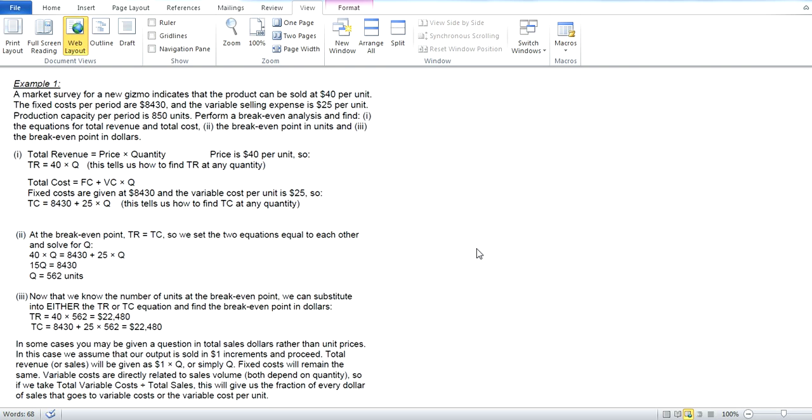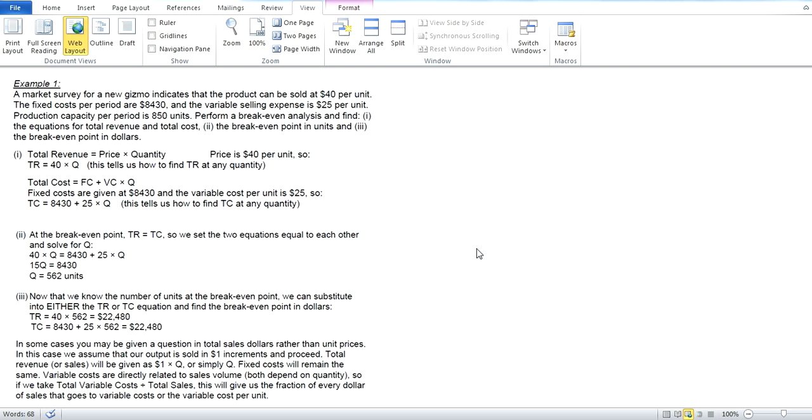So I'm going to run through a couple of examples, and we'll go from there. In this first example, number 1, a market survey for a new gizmo indicates that the product can be sold at $40 per unit. The fixed costs for the period are $84.30, and the variable expenses are $25 per unit. Production capacity per period is 850 units. Perform a break-even analysis and find 1, the equations for total revenue and total cost, 2, the break-even point in units, and 3, the break-even point in dollars.